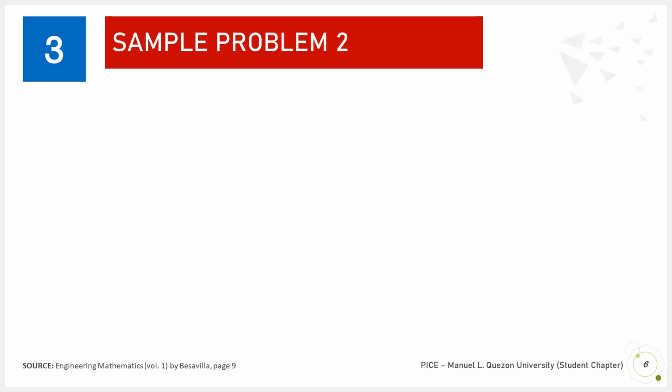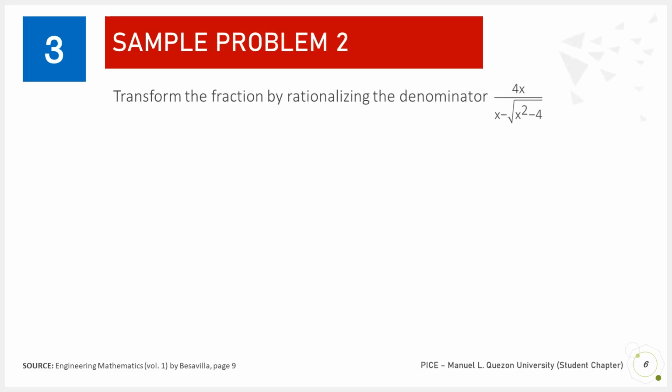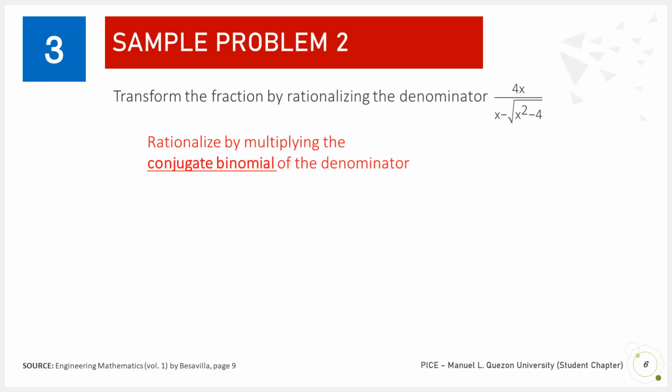For the second problem, we are tasked to transform the fraction by rationalizing the denominator. So yung pag-rationalize is a process para ma-eliminate yung radical symbol. So ang gagawin natin is we have to eliminate the radical symbol na nasa denominator. So para rationalize natin yung denominator, we have to multiply the conjugate binomial of the denominator.